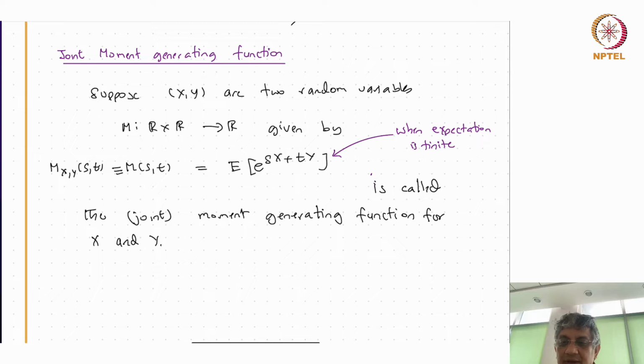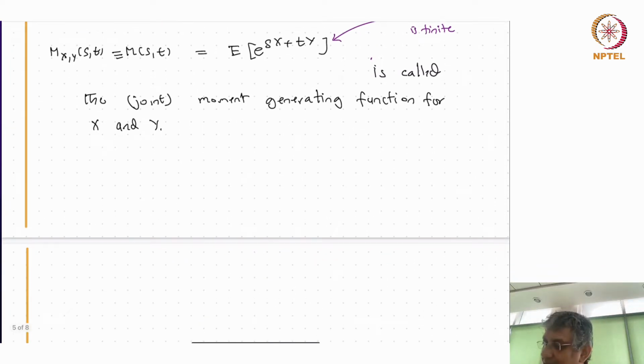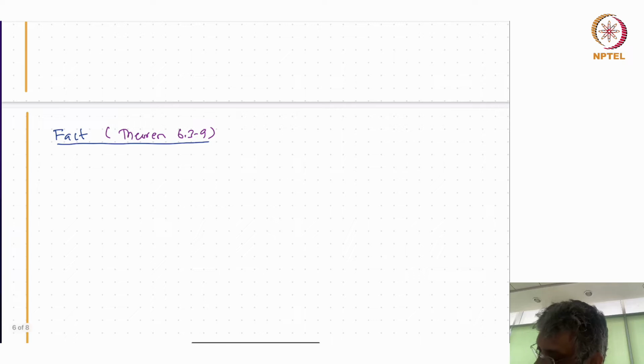So now the main punchline of this whole theory of the joint one is the following. Let's write some facts down. These facts I will not prove; this is available in my book in Theorem 6.3.9. This is what I was alluding to in the previous lecture as well, that the moment generating function determines the distribution.